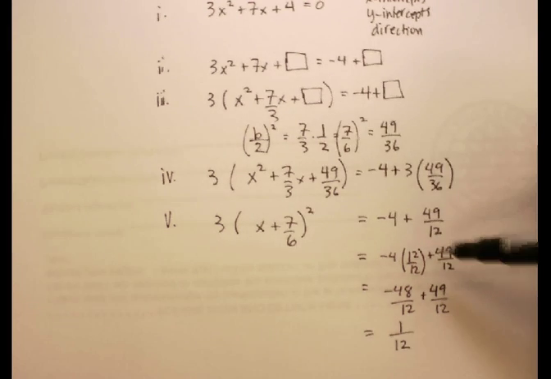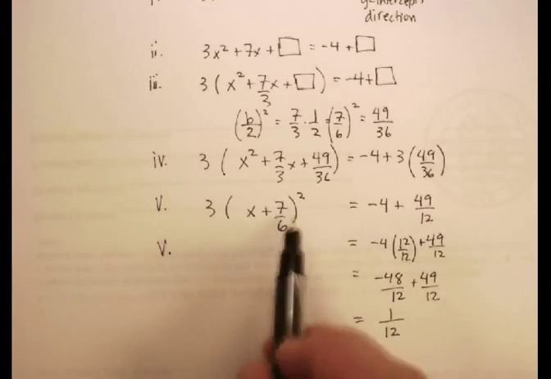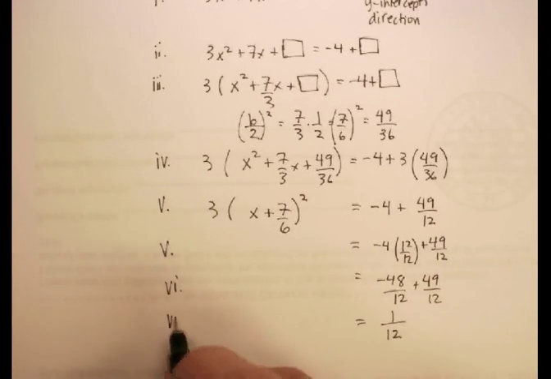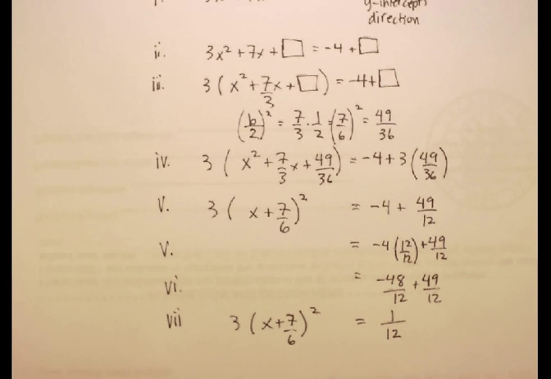Okay, you can actually go through that at a slower pace just to see. Okay, now what do I got up here? Let me just bring all these steps down. I have 3 times x plus 7 over 6 quantity squared is equal to 12. Now I'm almost done for the vertex form.